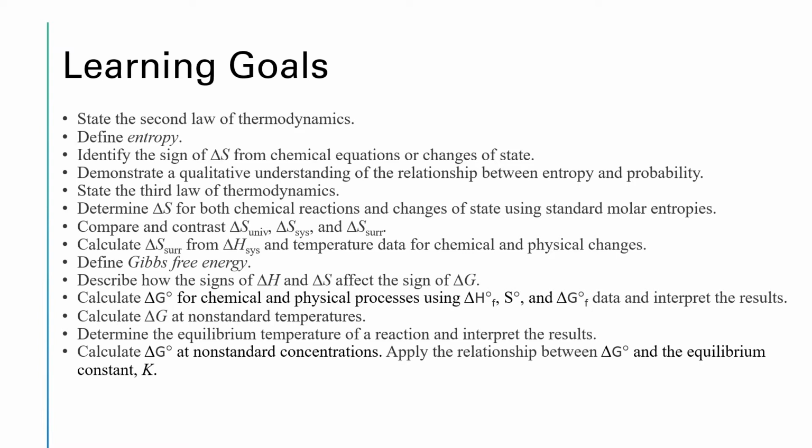These are our learning goals or our objectives for this chapter. Along with delta H, we're going to introduce delta S and delta G, the entropy change and the Gibbs free energy change, and of course relate that back to our equilibrium constant. And back in Gen Chem 1, we picked up the first law of thermodynamics, which was about conservation of energy, and in this chapter we're going to add the second and third laws as well.